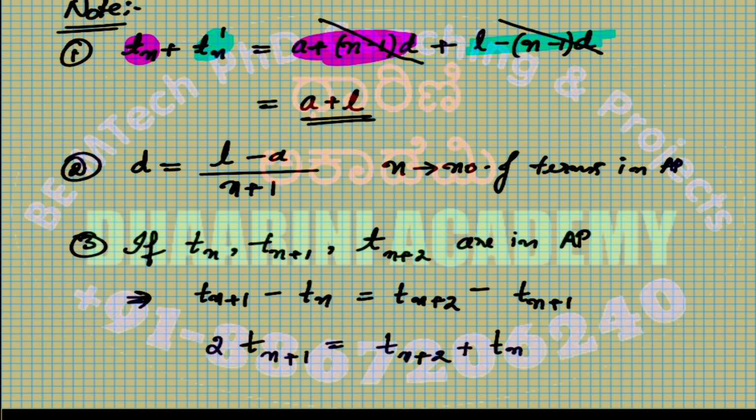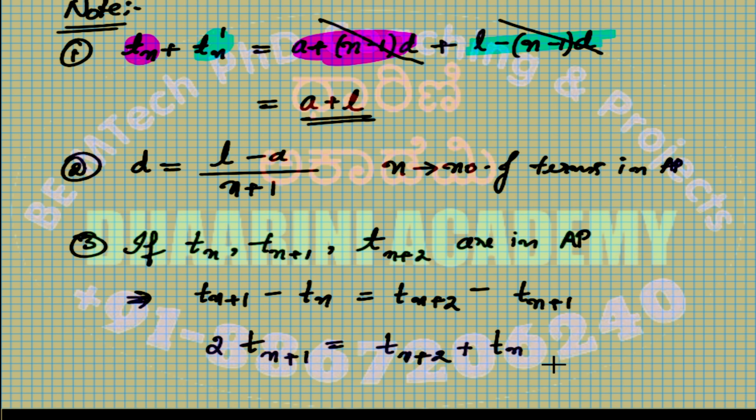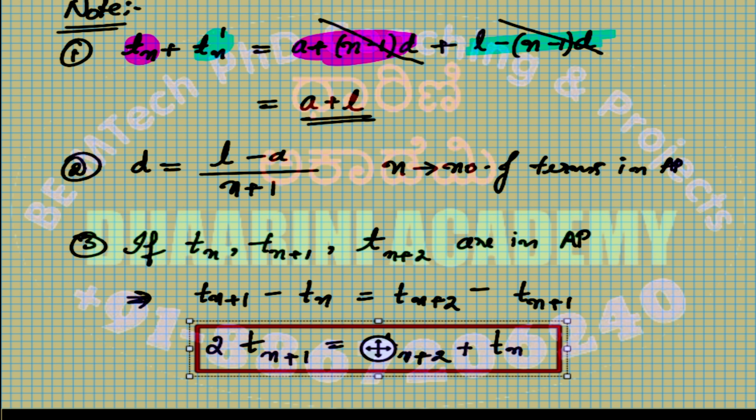So this is one very important rule that is associated with the arithmetic progression and three consecutive numbers in AP. Only when we have three consecutive numbers in AP, this is valid. This is one very important factor, right?